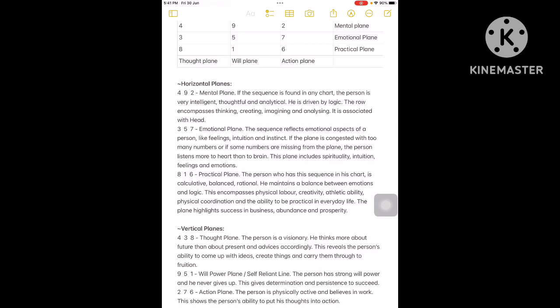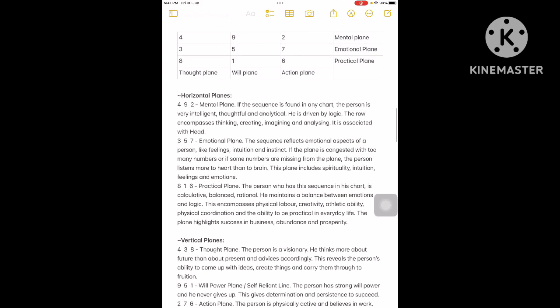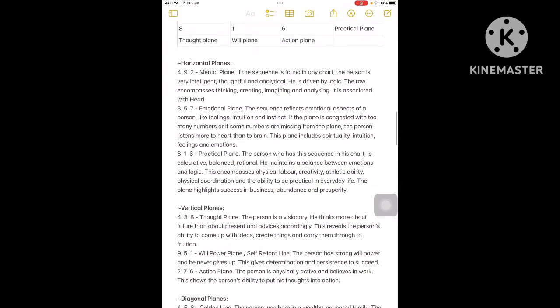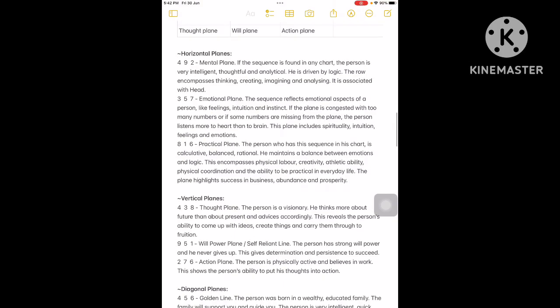He needs to have willpower. So the action plan doesn't show all these things. So these are the two horizontal planes and vertical planes. Sometimes you may misunderstand the mental plane and the thought plane, but both are different. The mental plane shows mindset and thought pattern, and the thought plane shows the vision of a person, his dreams.